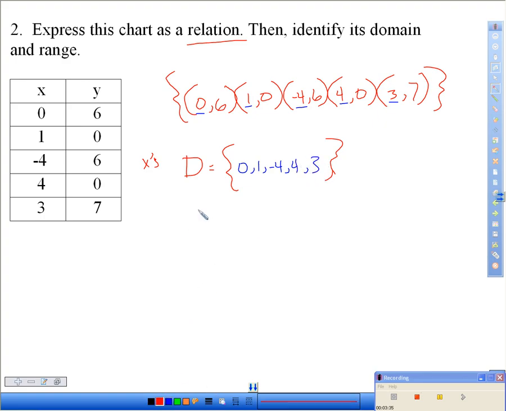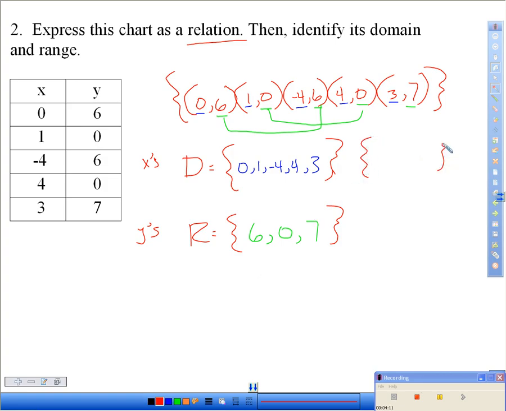And then for the range, we said the range is just the y values in our relation. So we need to analyze the list of y values. If any of them appear more than once, then we'll just list them one time. So we see 6, 0, 6, 0, 7. So since the 6's appear twice, and since the 0's appear twice, we're just going to list those one time. So we have 6, we have 0, and 7. So 6, 0, 7.